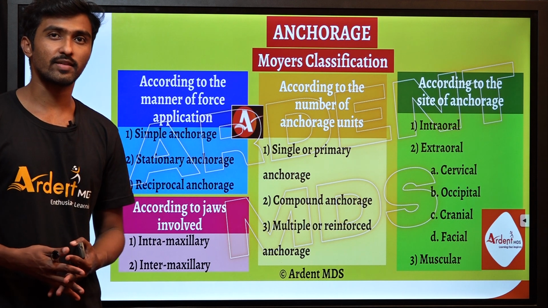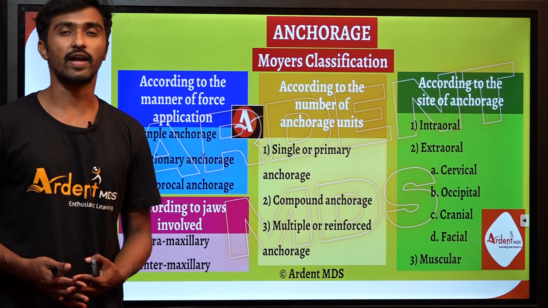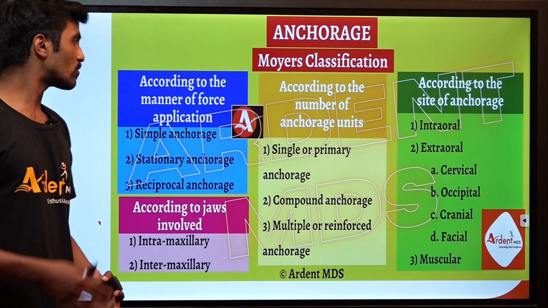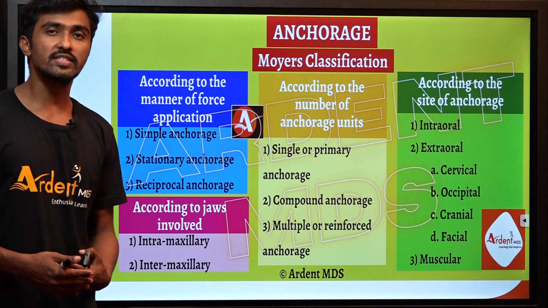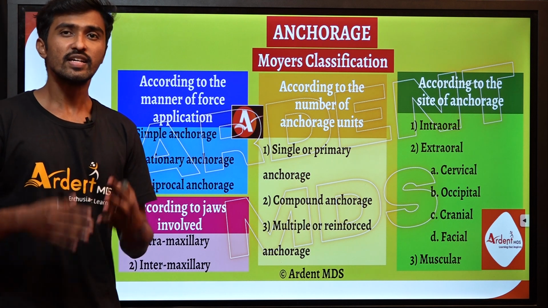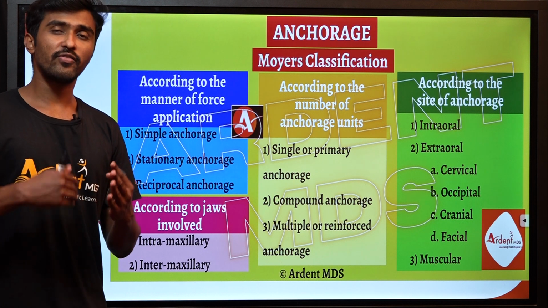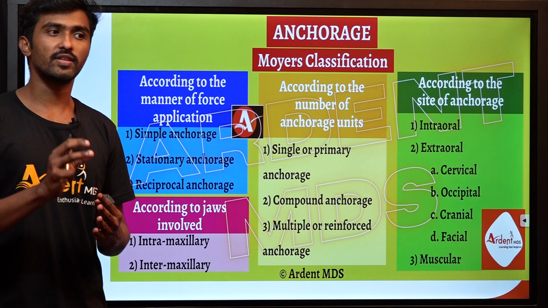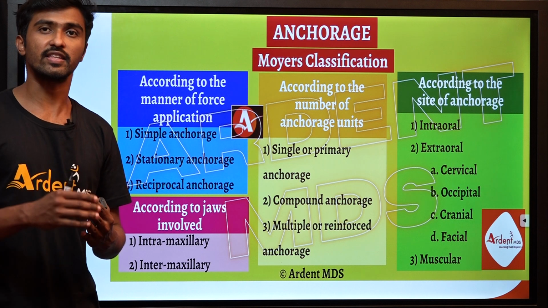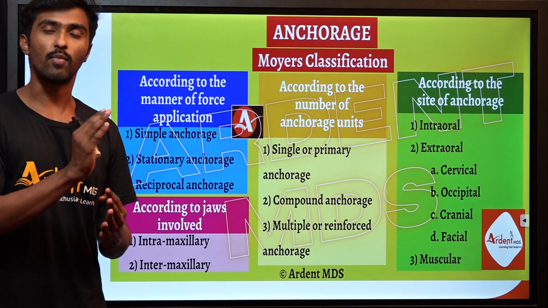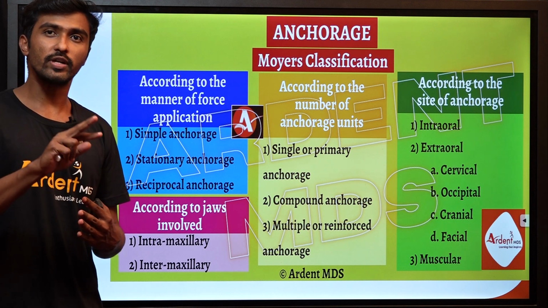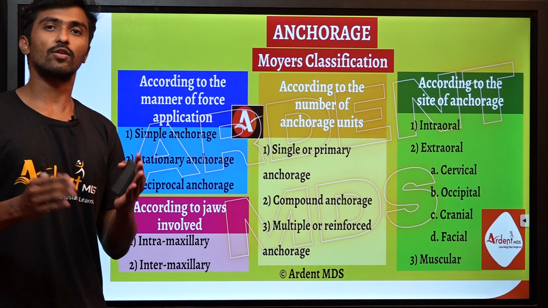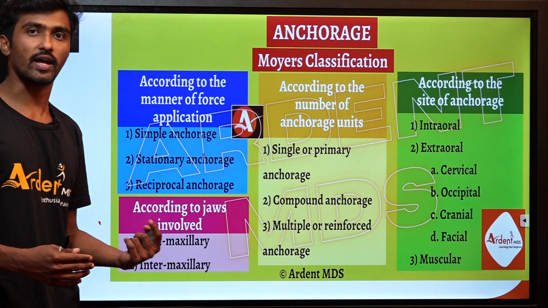In this flash segment we are going to see about the classification of anchorage given by Robert Moyers. He classified according to manner of force application into simple, stationary and reciprocal anchorage. Simple anchorage is nothing but offering resistance to tilting movement of the anchor unit, whereas stationary is offering resistance to bodily movement of an anchor unit, and reciprocal is using two units which reciprocate to each other in order to form an anchorage. So that's the reciprocal anchorage.